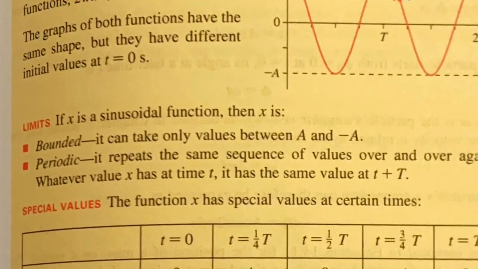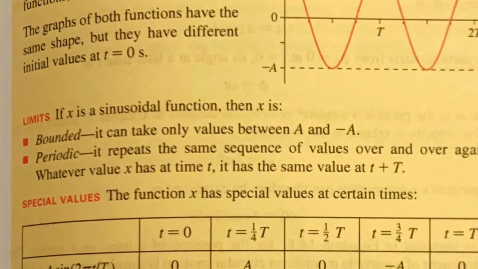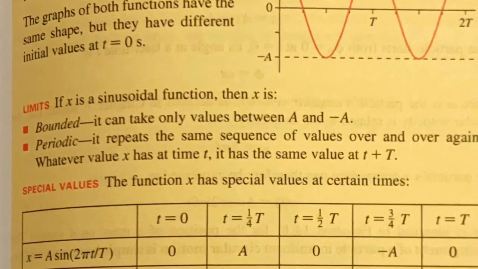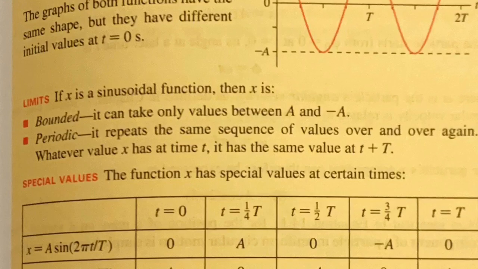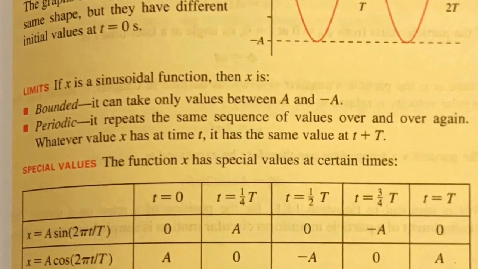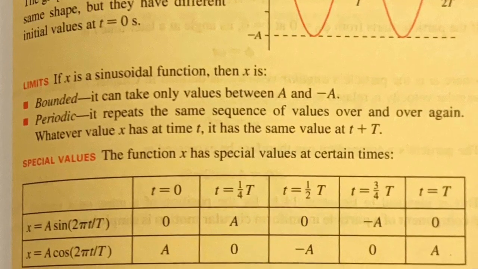To be a sinusoidal function, the value of x has two limitations. It is bounded between a maximum and minimum value of amplitude A and negative A, and the value of x must be periodic, meaning the x values are repeated over and over in equal time intervals.